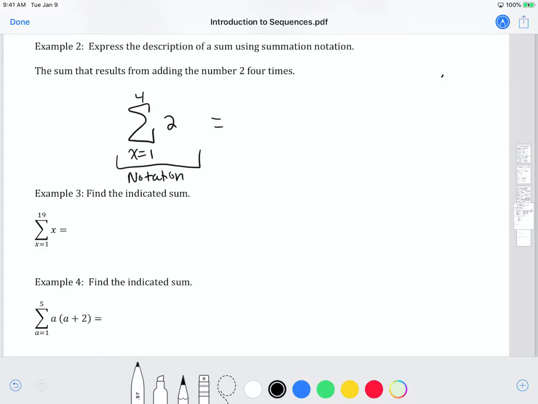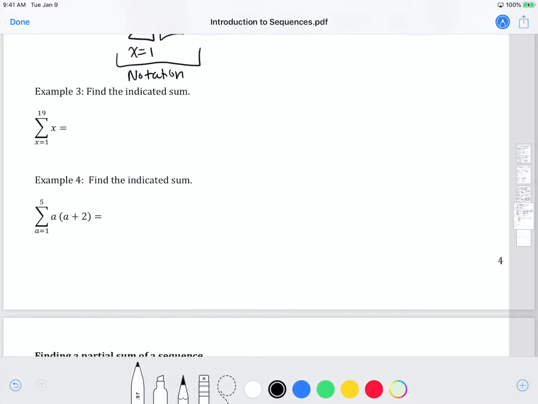And then if I want to actually find the value for the first 2, then I would add the second 2, then the third 2, and then the fourth 2. And that would give me 8. Now, because there is no x to plug in here, I just use the constant function 2.